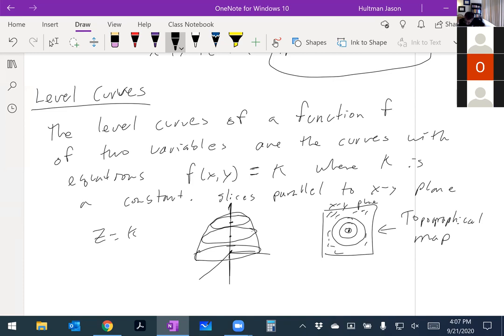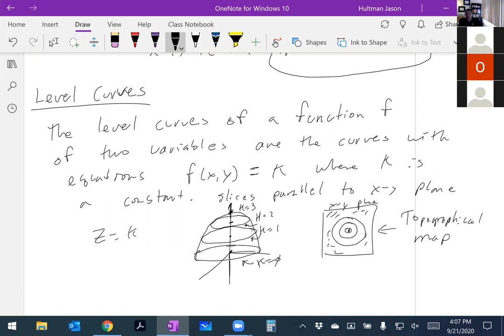So obviously when k is equal to 0, that's my trace in the xy plane. So k is equal to 0 is this guy, boom. What if k was equal to 1? Oh, that's this guy here. What if k was equal to 2? At z equals 2, that's this guy here, a smaller circle, right? What happens when k is equal to 3?